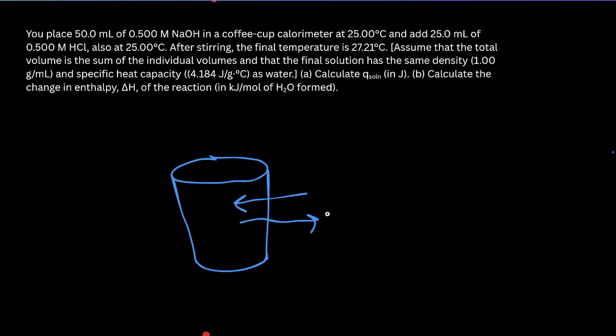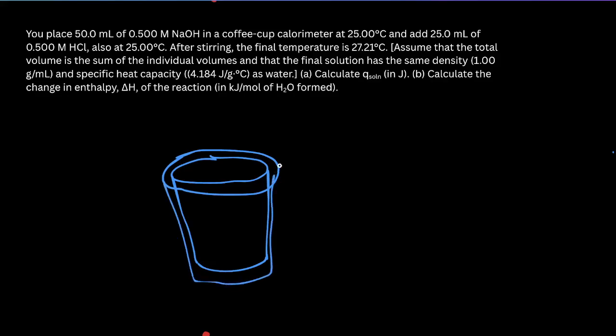Because of this ability to prevent the entry and loss of heat, it is called a thermal insulator. In fact, in order to further increase this thermal insulation, you may also see two styrofoam cups stacked in order to further prevent the loss and entry of heat. So you may have two styrofoam cups stacked in this manner as well.